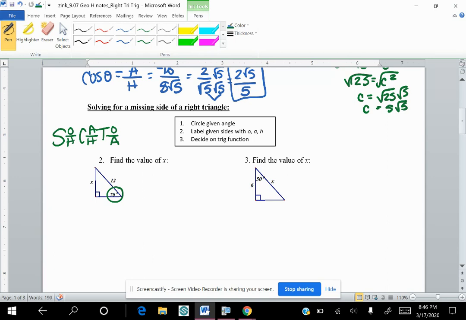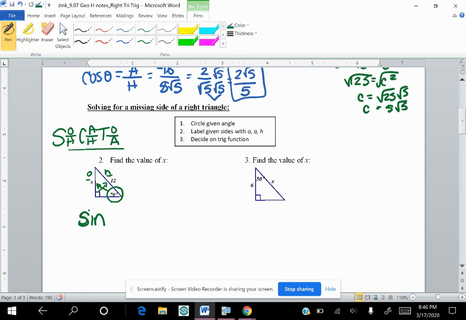So I circle that, and I'm going to label the sides that I know and the side that I'm looking for. So this side over here is my hypotenuse because it's across from the right angle. And this one is across from 70, so that's going to be my opposite side. So now I have an O and an H. So I look up here and I say, which of these has an O and an H? Well, sine does, our SOHCAHTOA. So we want the sine. We're going to use the sine function.